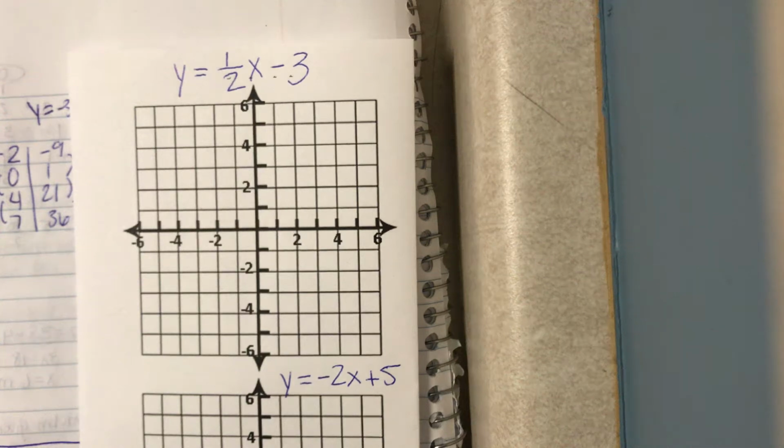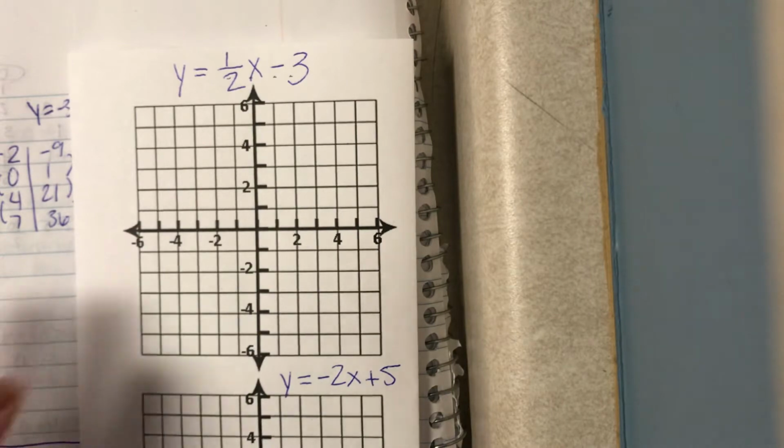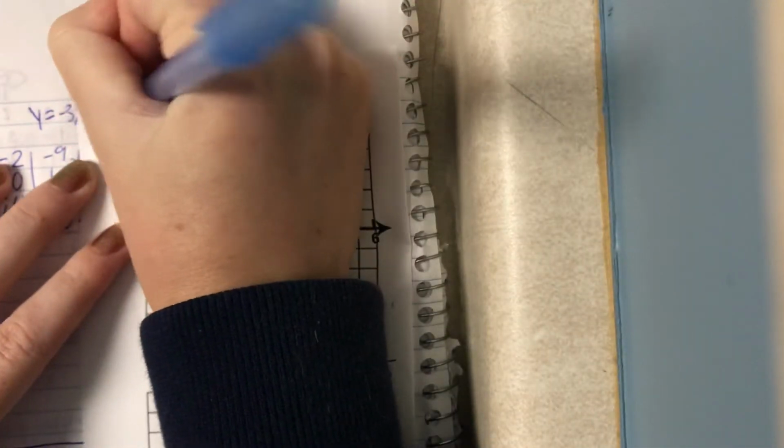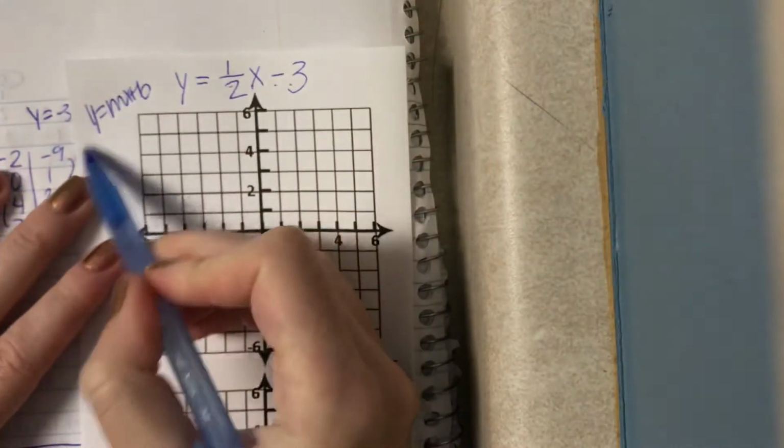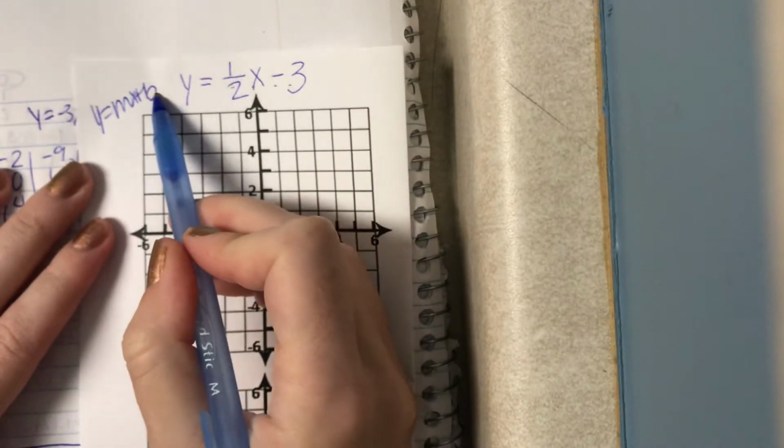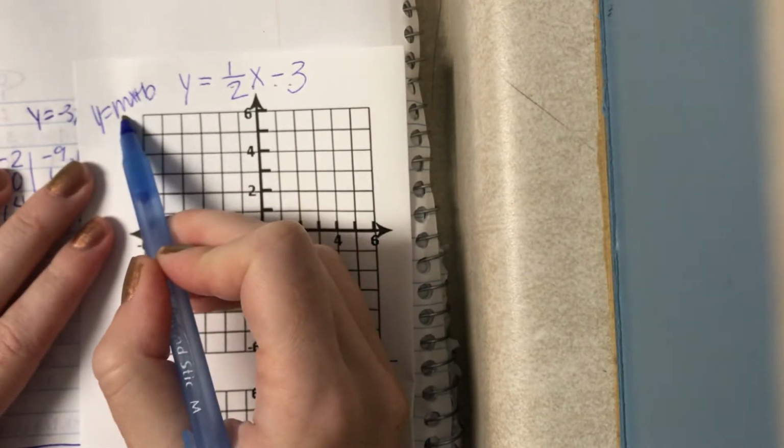We're going to be graphing linear equations today. So if you forgot, I have y equals mx plus b. That's my form for every linear equation. So b is the y-intercept and m is the slope.